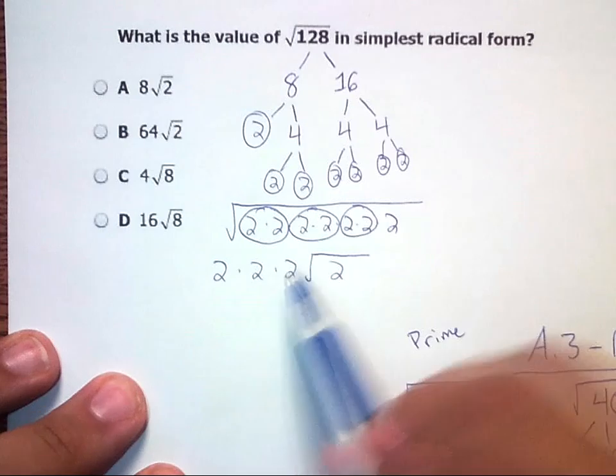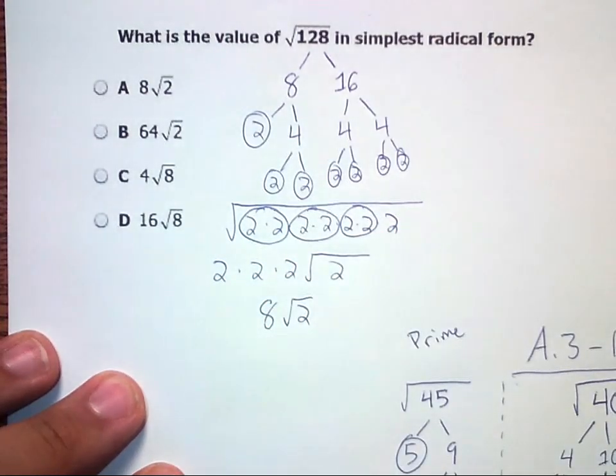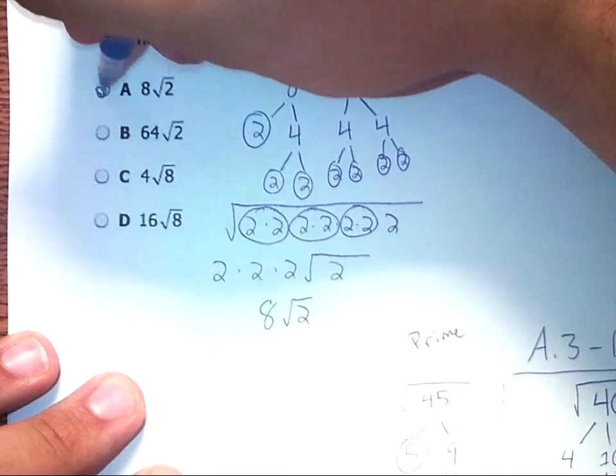2 times 2 times 2, well, that cleans up to be 8. And the square root of 2 stays behind, which gives us the answer of A.